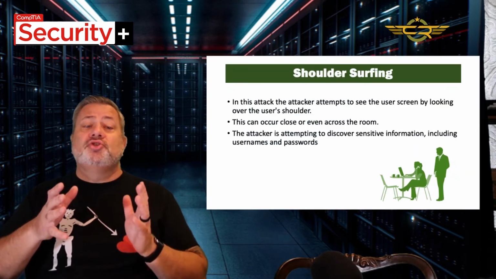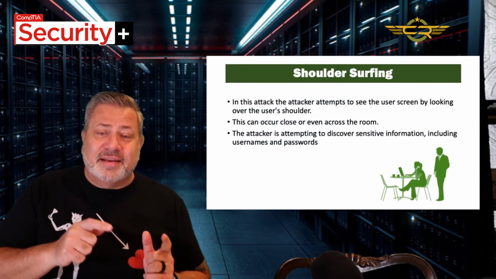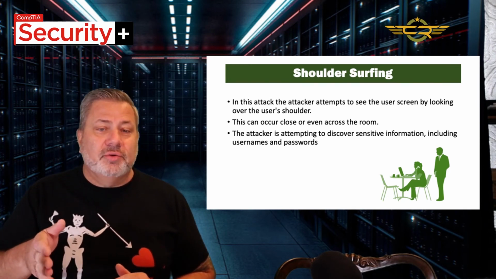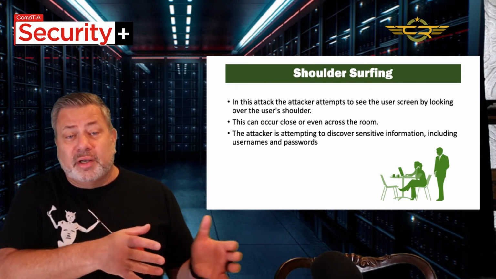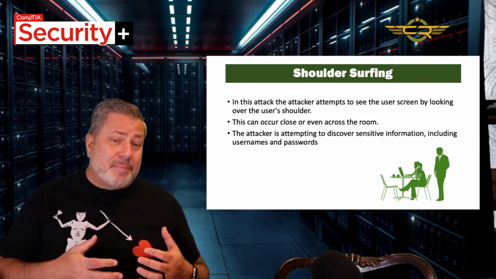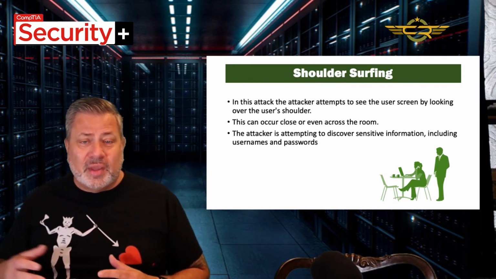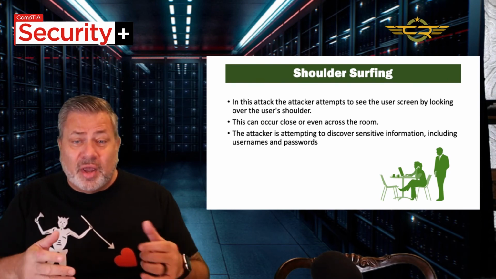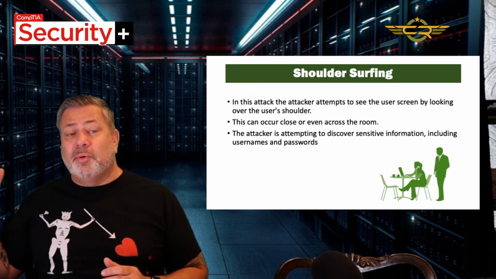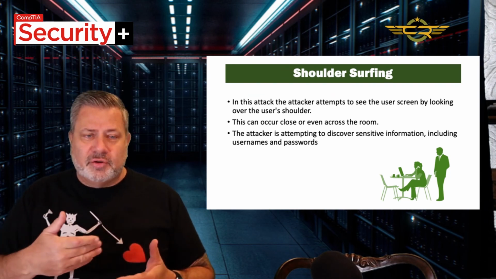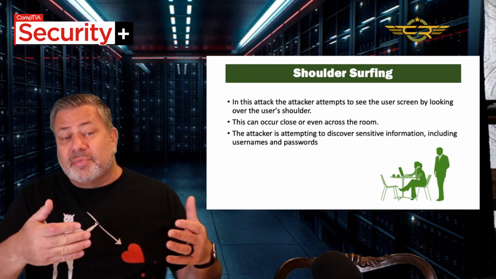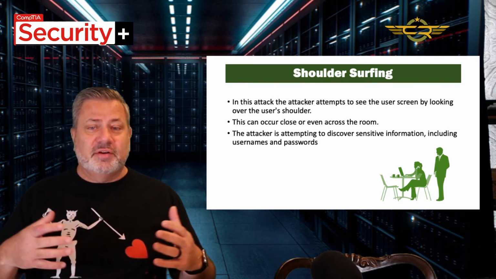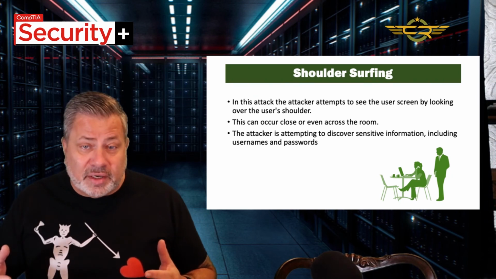And finally, shoulder surfing. In this attack, the attacker attempts to see the user screen by looking over the user's shoulder or looking at the screen from maybe across the room. This can happen up close or, like I said, across the room. The attacker is attempting to discover sensitive information, including usernames and passwords, so we got to watch out for people trying to peek at our screen. Sometimes we can use a screen protector or something that blocks the view from different angles, and just be sensitive to where you're at and who may be looking at your screen.